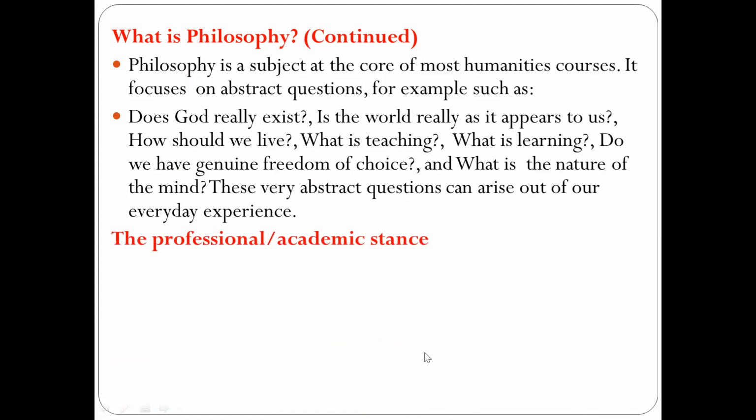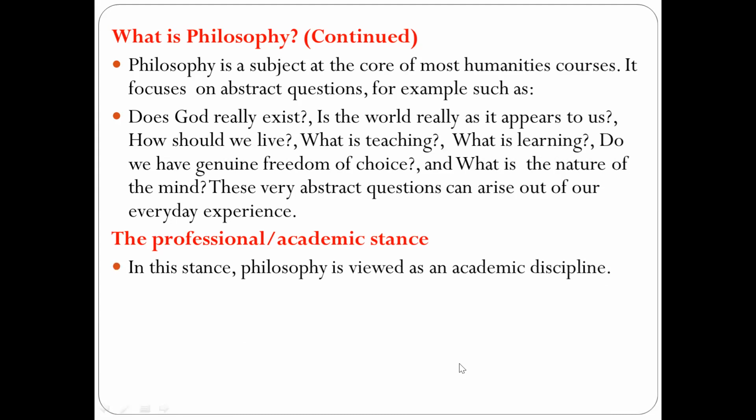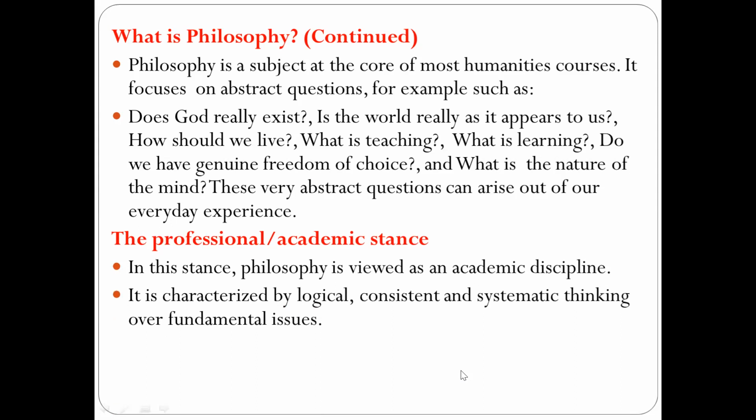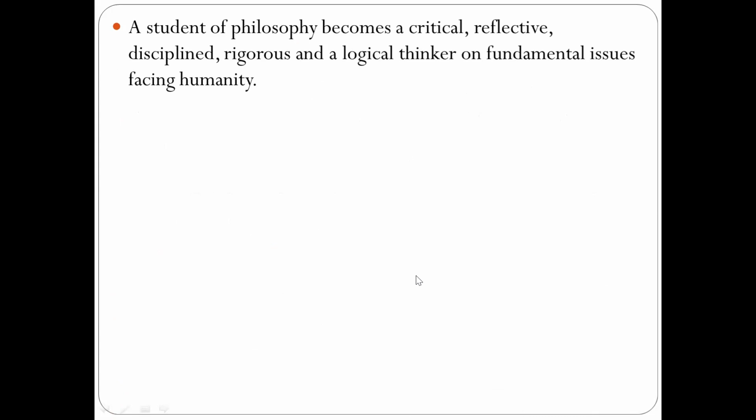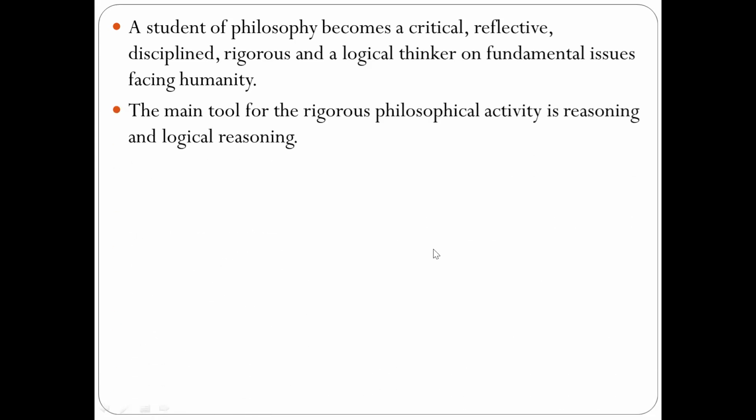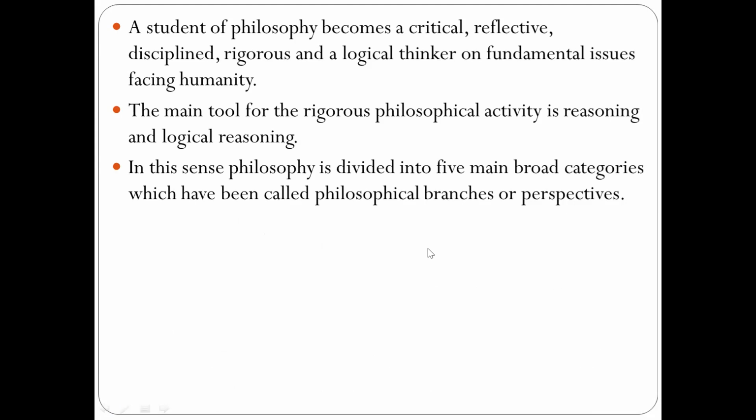The professional or academic stance on philosophy. In this stance, philosophy is viewed as an academic discipline. It is characterized by logical, consistent, and systematic thinking over fundamental issues. The aim of this thinking is to arrive at conclusions that are sound, coherent, and consistent. A student of philosophy becomes a critical, reflective, disciplined, rigorous, and a logical thinker on fundamental issues facing humanity. The main tool for the rigorous philosophical activity is reasoning and logical reasoning. In this sense, philosophy is divided into 5 main broad categories, which have been called philosophical branches or perspectives.